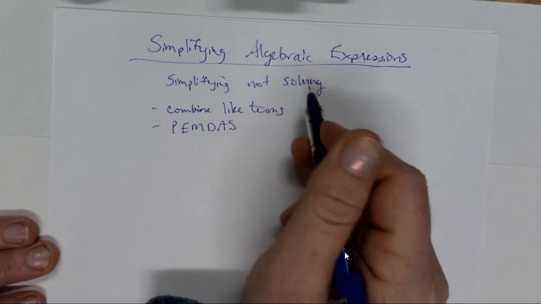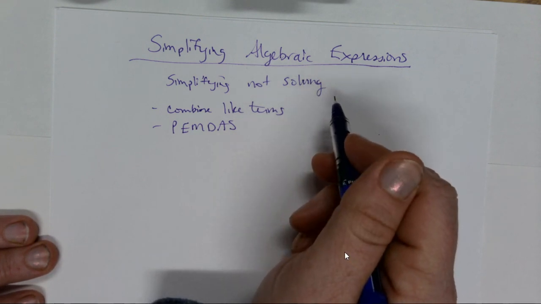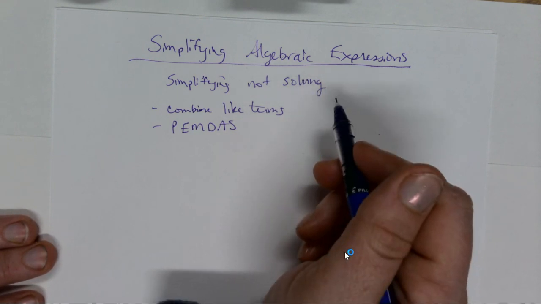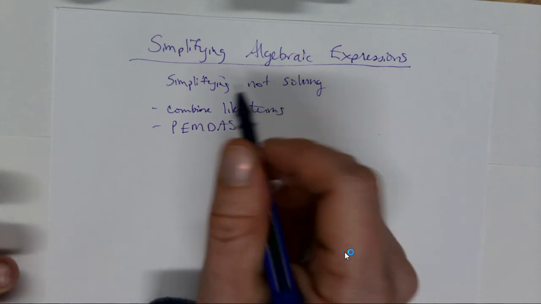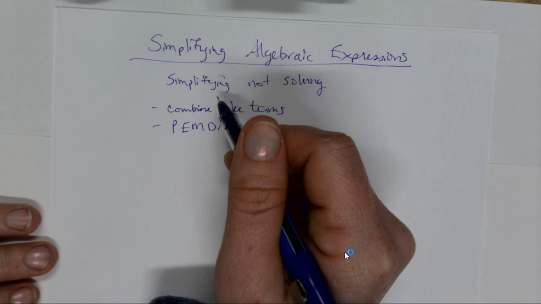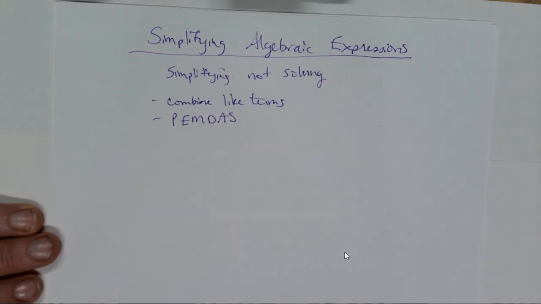When you're asked to solve an equation, that's when you have x equals, y equals, or some variable equals. You're looking for what something equals. When simplifying, you're not. You're just cleaning it up and combining what will hang out with one another.